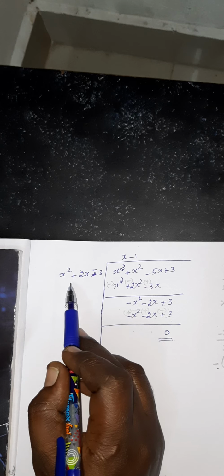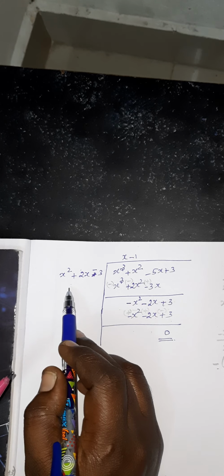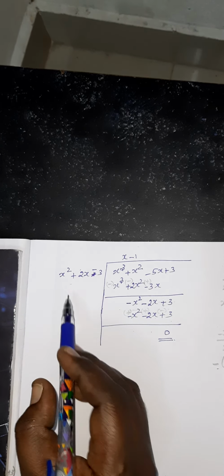Okay, now normal subtraction, change the sign and do the subtraction. So minus x square plus x square is 0, minus 2x plus 2x is 0, plus 3 minus 3 is 0. Okay, so totally the remainder is 0. Since the remainder is 0, in the same step, what is the divisor? That is the GCD of the polynomials. So what is the GCD now? x square plus 2x minus 3.